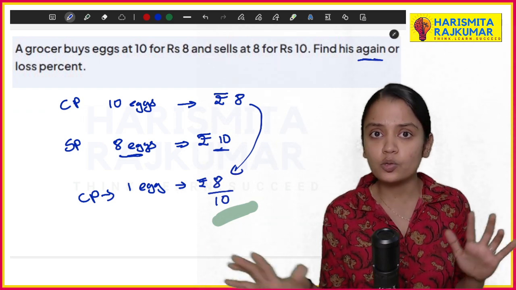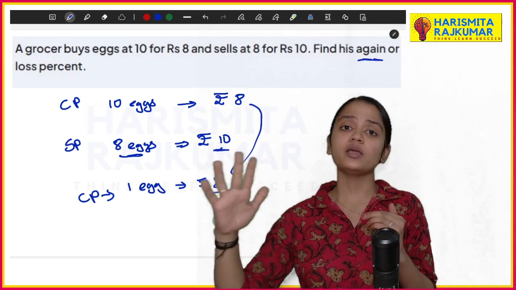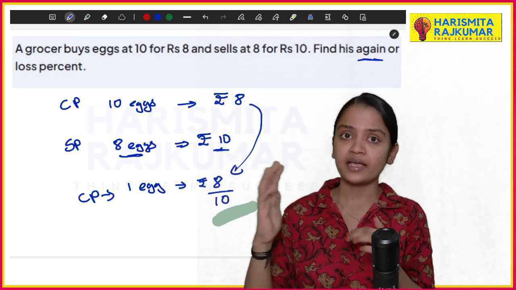So this is a basic question. Gradually we can increase to a higher difficulty level of questions.